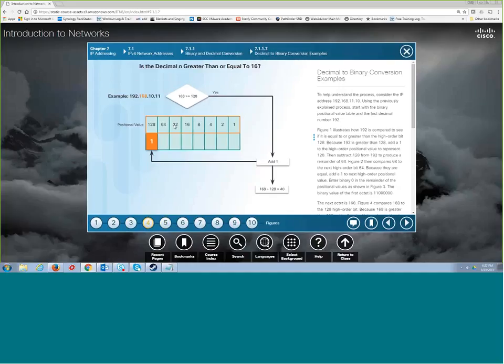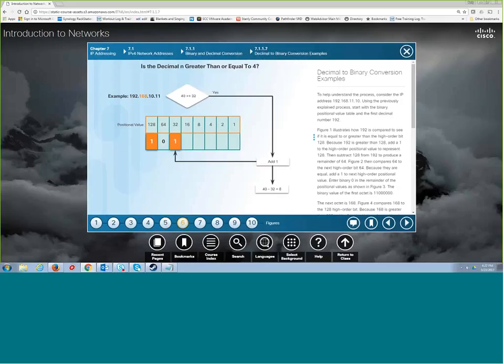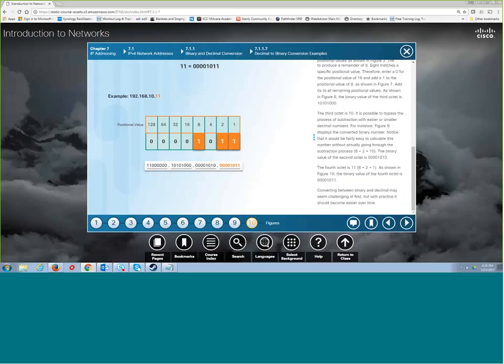And here's obviously a good example. 168 greater than or equal to 128, yes, leaves you with 40. I then cannot subtract 64, so we put a 0 there. But then I can subtract 32, which leaves me with 8. Can't subtract 16, I can subtract 8, so on and so forth. So that's decimal to binary conversion.